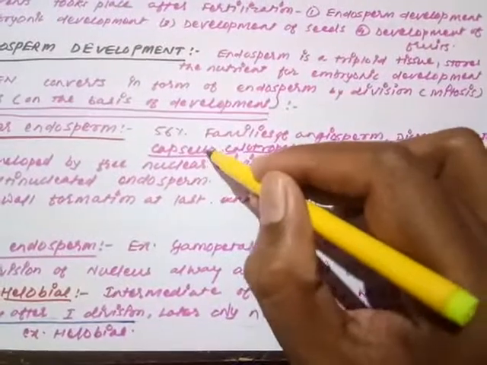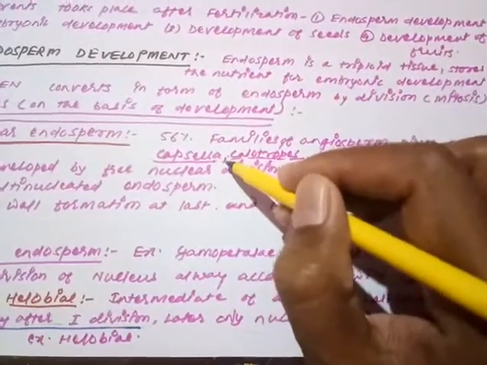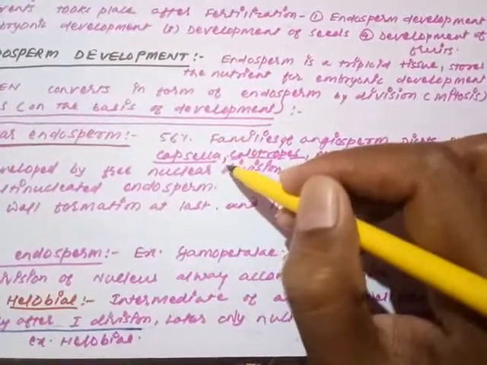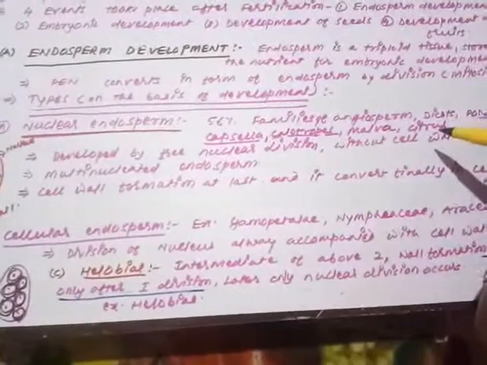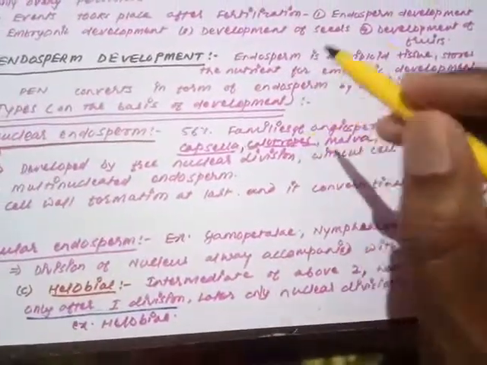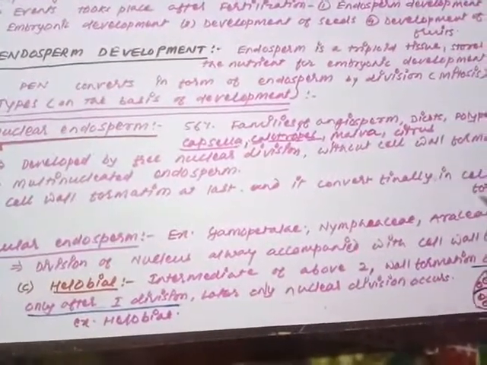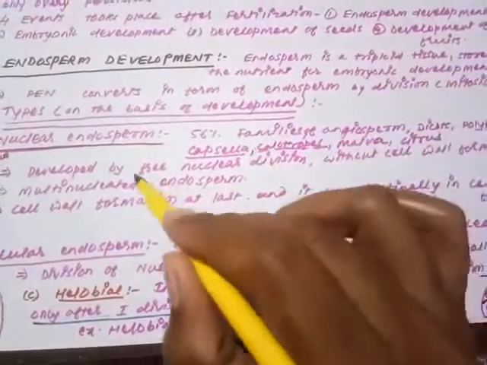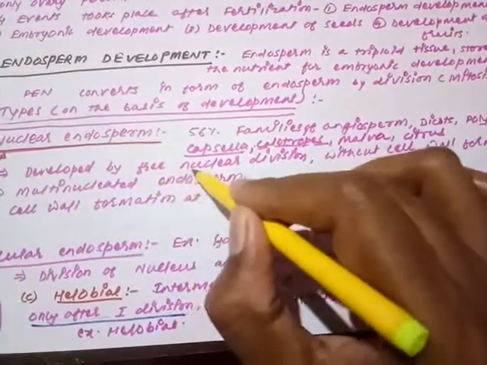Capsella, the important example. Again and again we are saying that Capsella is the example where the embryonic development has been studied. Callitriche, Malva, Citrus, they all are examples of the nuclear endosperm. What happens there in the nuclear endosperm? The nuclear endosperm is developed by free nuclear division.